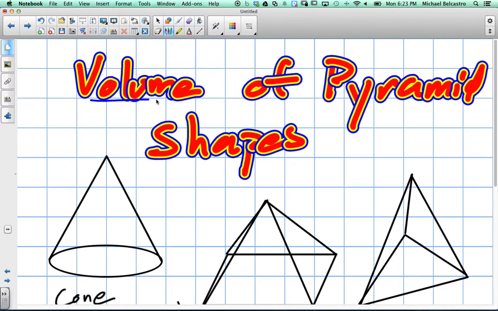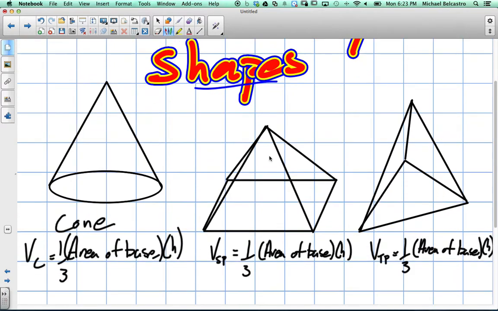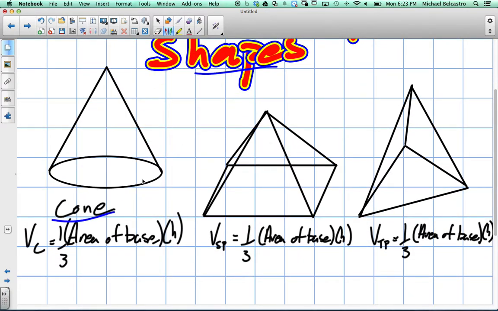Okay, so we're going to do volume of pyramid shapes. So here are three pyramid shapes. I didn't write the names of the other two, but here's our cone. It's essentially a pyramid with a circular base. This is a square base pyramid. I kind of put SP here for square base. And this is a triangular base pyramid.